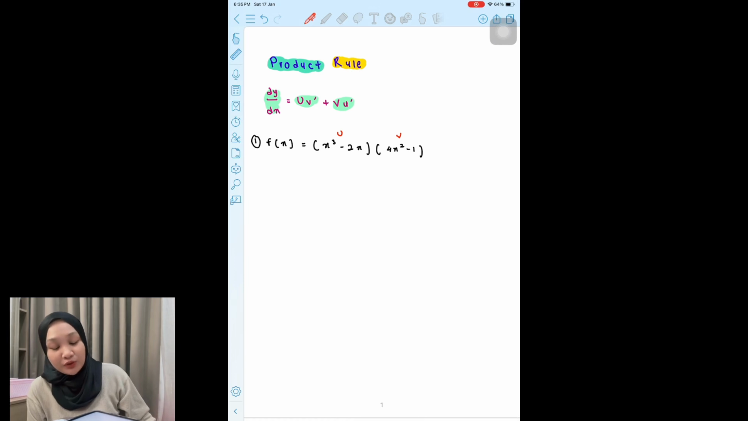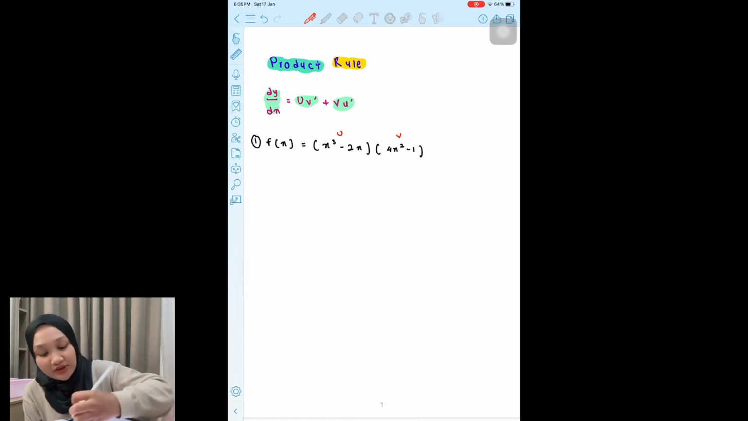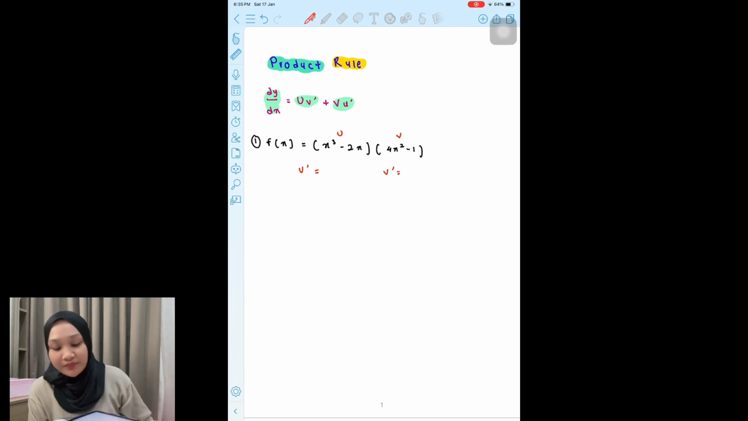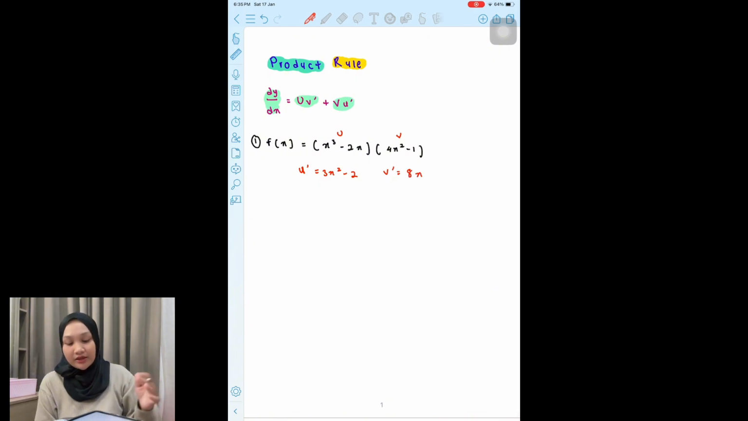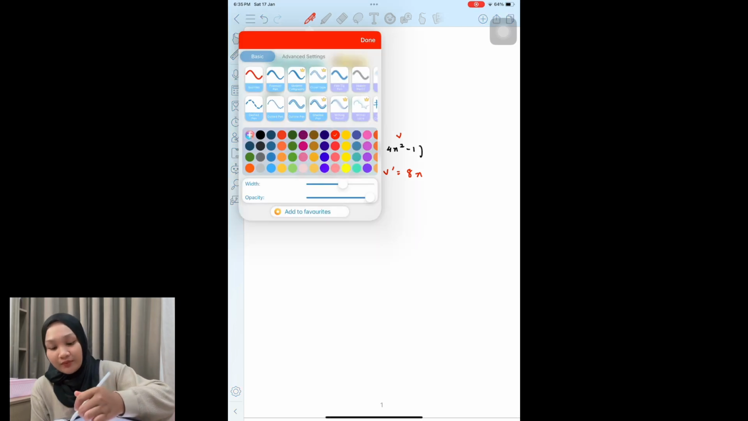Next, we need to find u prime and also v prime. To find u prime, we need to differentiate this u, and for v prime, we also differentiate. So, for u prime, x cubed becomes 3x squared minus 2. For v prime, it will become 2 times 4, so 8x. Okay, so we get u prime and also v prime.